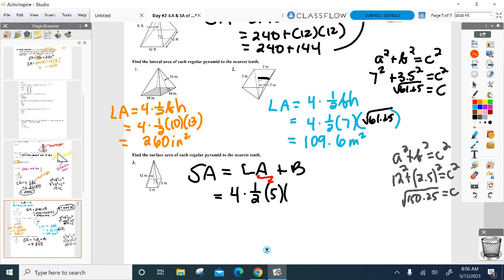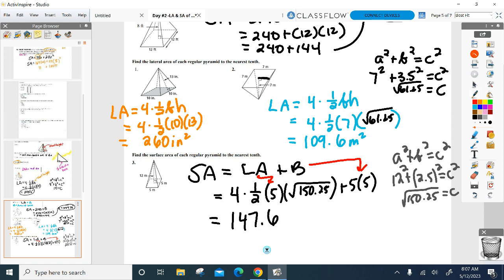One half this height times 4 plus the base. Because there's 4 triangles. The set has to be used for area. 147.6.